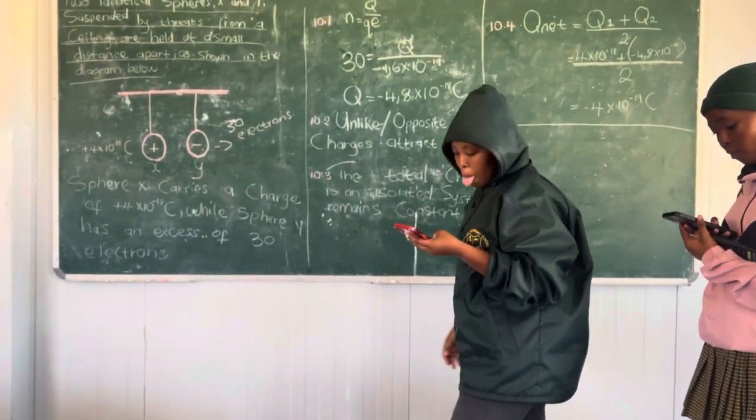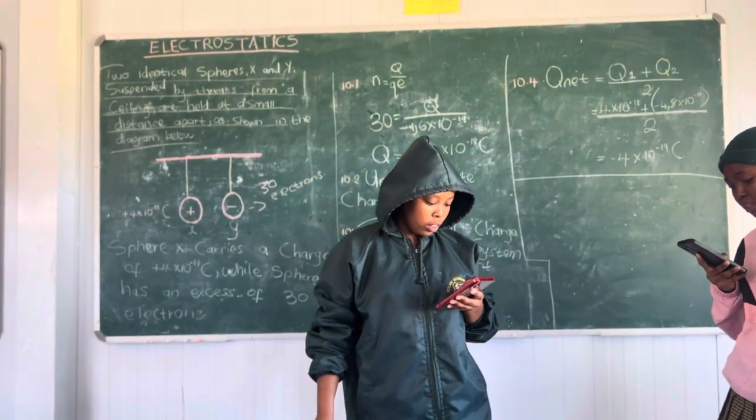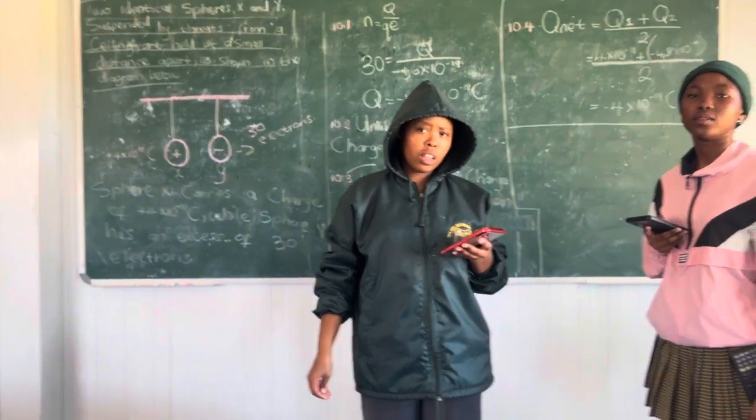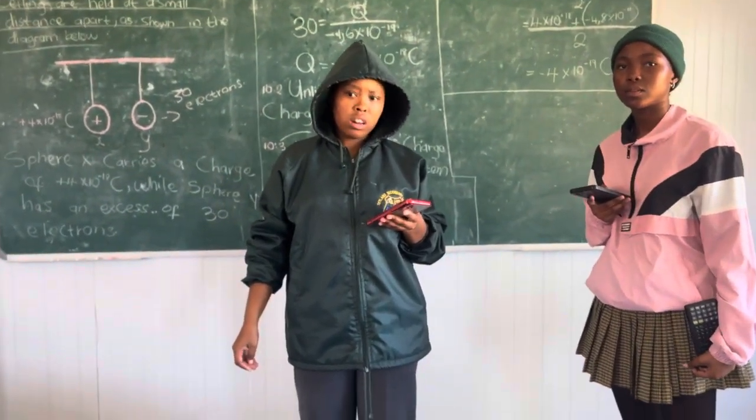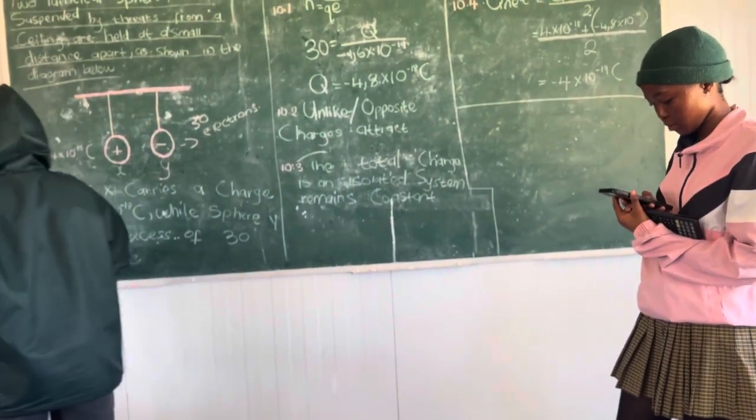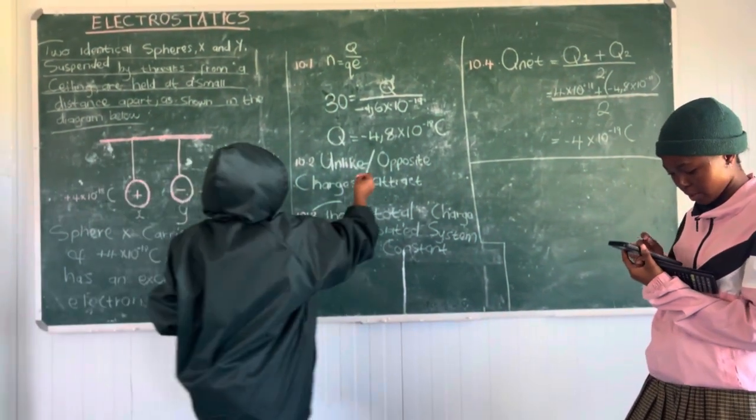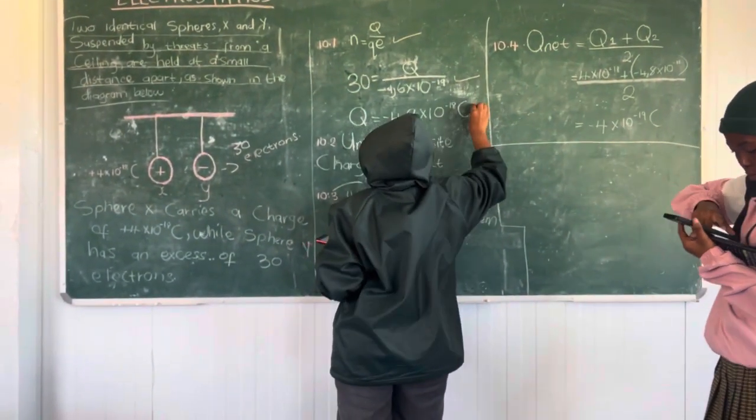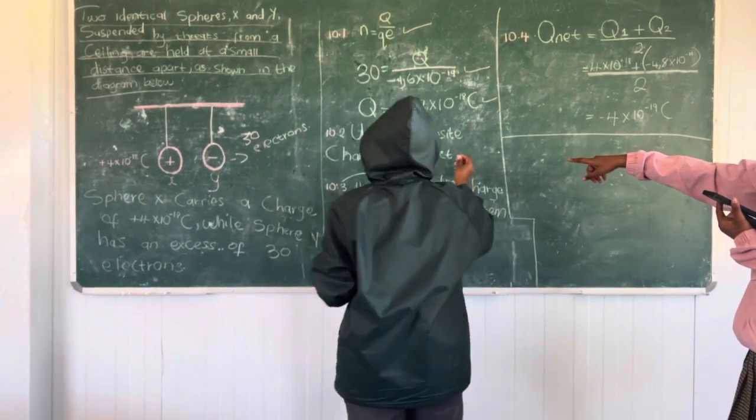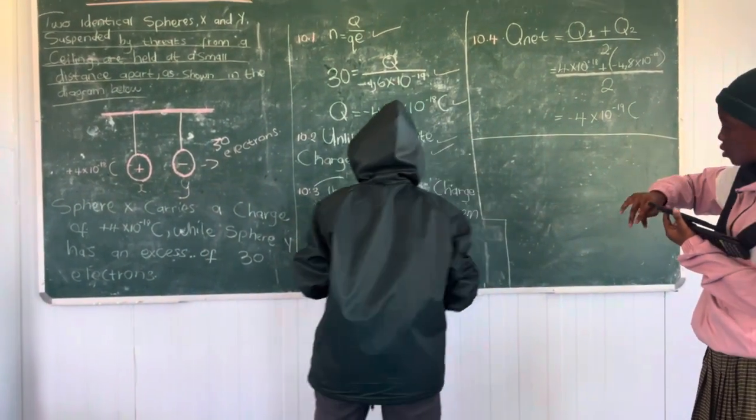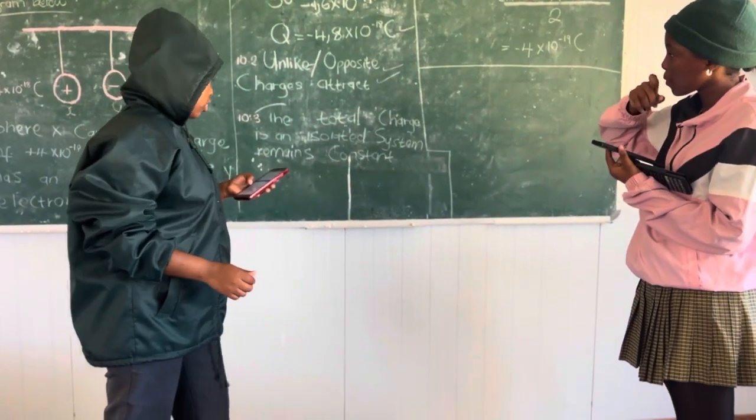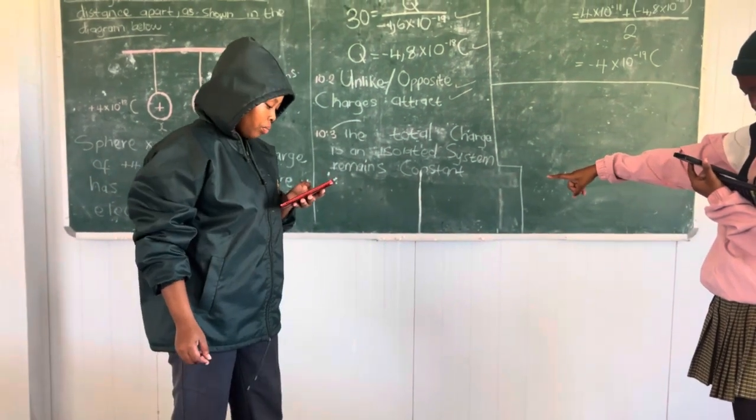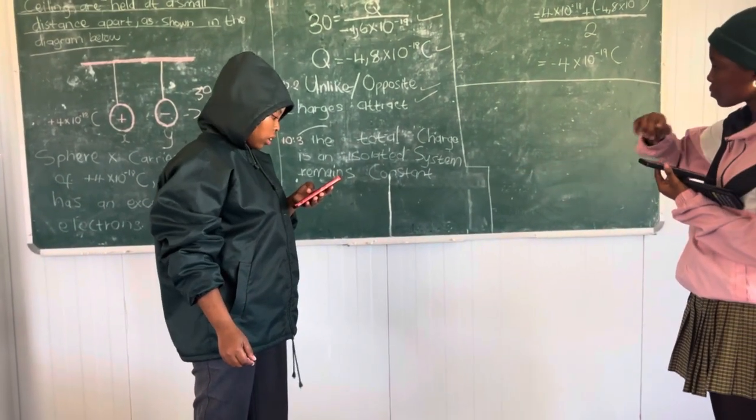Yes, it's correct. I think we should put the marks there as well. The first one was 3 marks: one for the formula, one for the substitution, one for the answer. The second one is 2 marks, for saying they are opposite and for saying they attract. The third one is about the total charge in an isolated system.